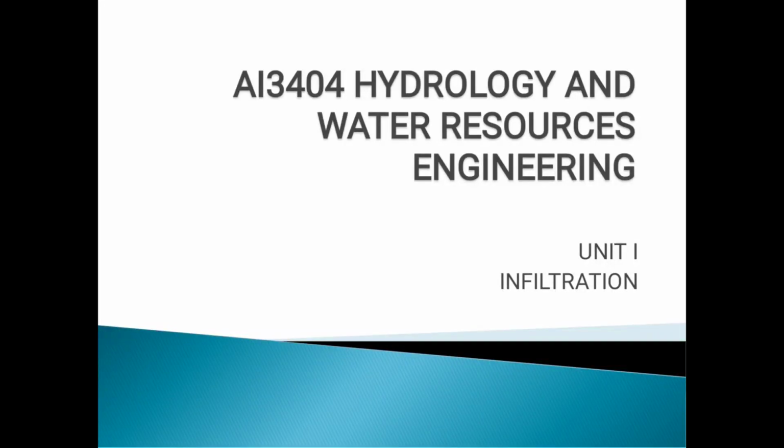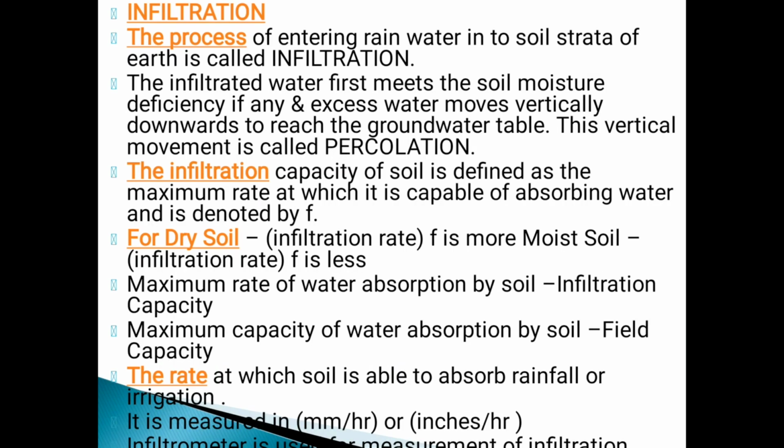In hydrology and water resource engineering, next topic, infiltration. Infiltration is the process of rainwater entering the soil strata of the earth. The infiltrated water first meets the soil moisture deficiency, if any, or excess water moves vertically downward to reach the groundwater table. This vertical movement is called percolation.